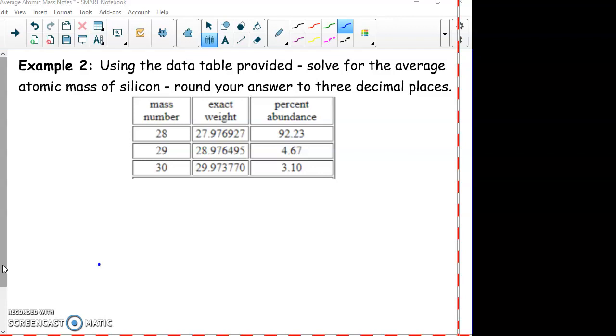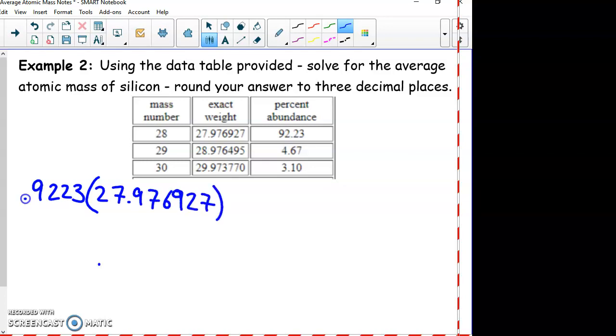All right, so you can see the majority of the silicon is 92.23%, has a mass of about 28 atomic mass units. So again, take our percentages, convert them into decimals, 0.9223 times its exact weight, 27.976927. Now you know why I don't like us using so many decimals, because that's kind of annoying. But there's our first one.